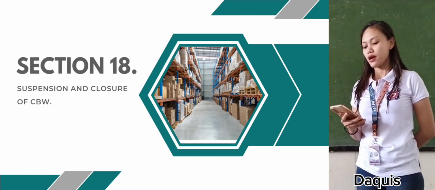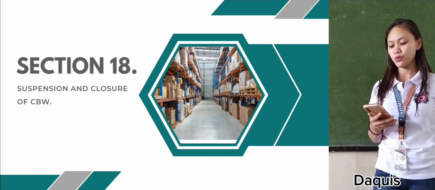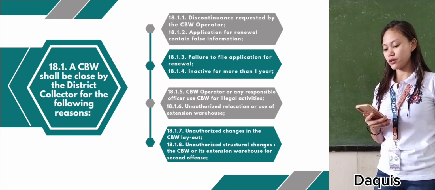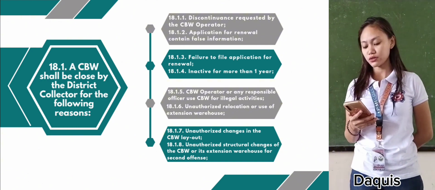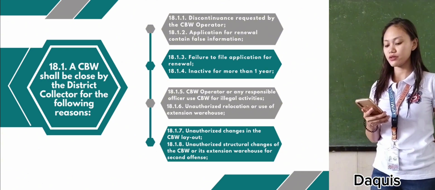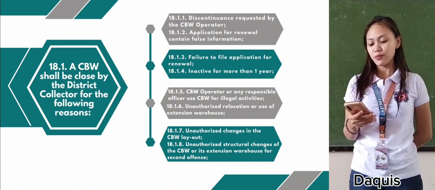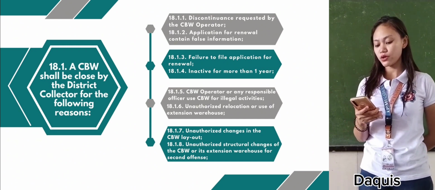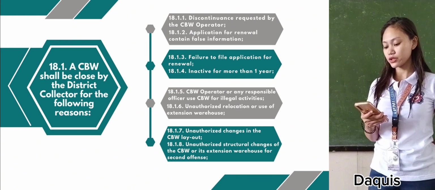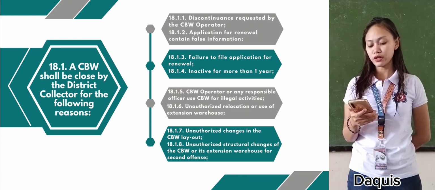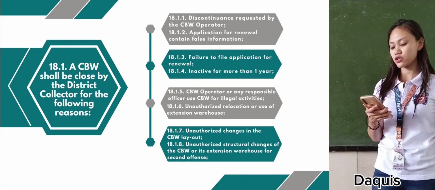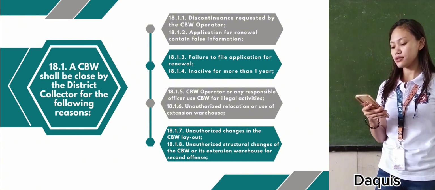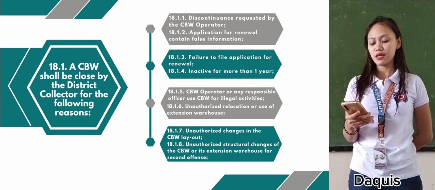Section 18, suspension and closure of CBW, sub 18.1. A CBW shall be closed by the district collector for any or all of the following reasons. Sub 18.1.1. In case of discontinuance request by the CBW operator or when the conditions warrant, pursuant to Section 807, Chapter 2, Title Number 8 of the CMTA.